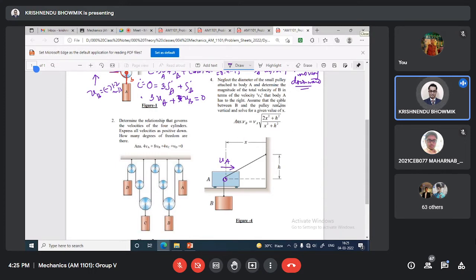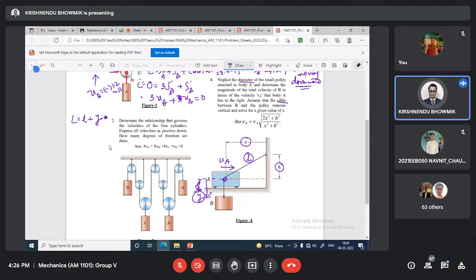Assume that the cable between B and the pulley remains vertical. So this AB will always be vertical. And solve for a given value of x. Say x value is given. So somebody can consider this way: x given, here is given. Maybe you consider from this one direction is y. This is y, and this is length L. What I want to say, the total length capital L is equal to L plus y plus constant, or it is told neglect the diameter of the pulley, then remove that. This L plus y, actually y is the distance.